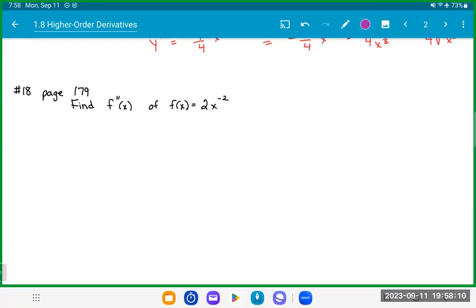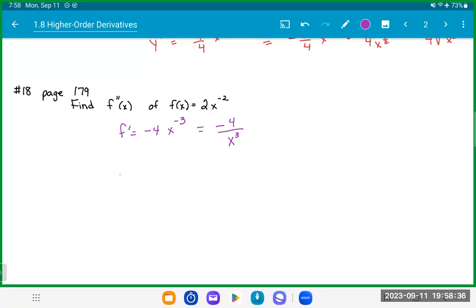All right. So here again, we're asked to find the second derivative. So by looking at the first derivative, we have f prime is equal to 2 times negative 2, which is negative 4, x to the negative 3, because that's negative 2 minus 1. That is the same as negative 4 over x cubed.